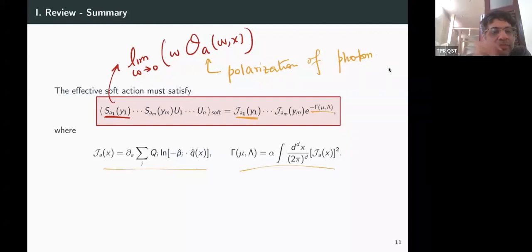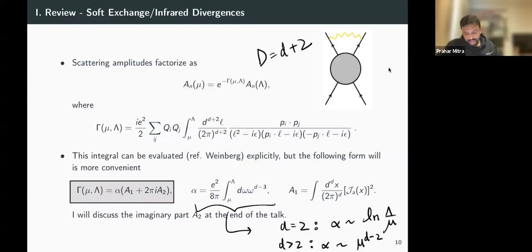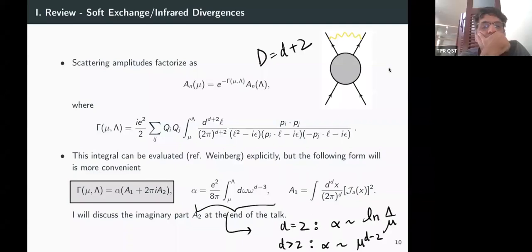Sorry, Prahar, could you go back to the previous slide, please? You have this integral expression here, and then you have this expression for gamma in terms of this J operator. And it's clear these two are the same? It's not clear, it's a calculation, but it follows from mathematics. You just have to go through the calculation. But it's not obvious.